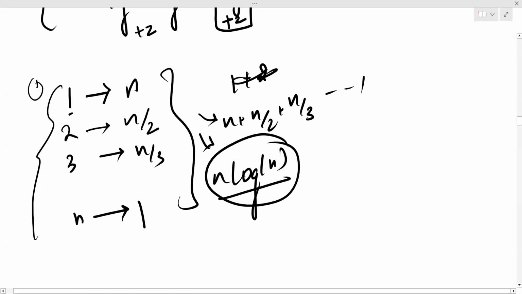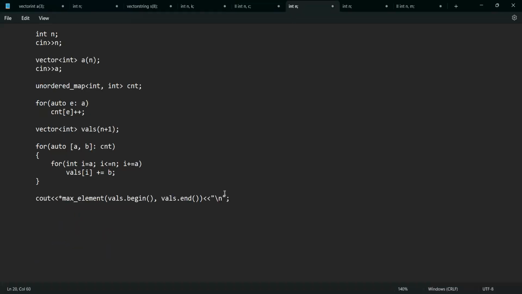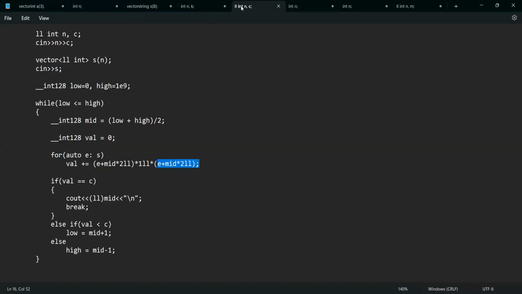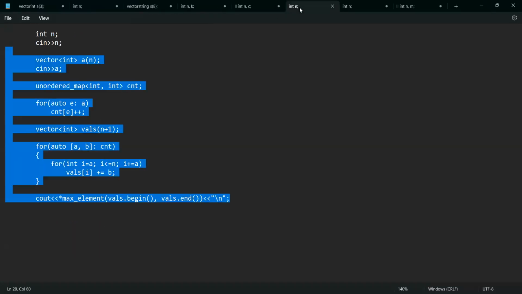This is actually, yes, like the complexity of the sieve. So if this is clear, we'll move to the implementation. And this is the, okay, let me check. Yeah, this is the implementation.